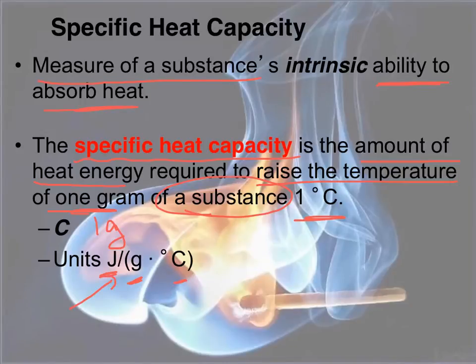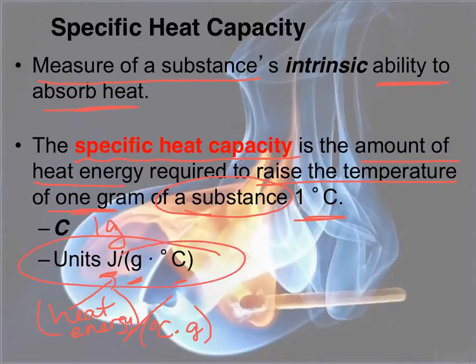Reread this definition. Specific heat capacity is the amount of heat energy. So joules is a measure of energy. So it's the amount of heat energy required to raise the temperature, per degree Celsius, and also per 1 gram of material. So that's where the units come from. That, my friend, will likely be a multiple choice question, the units of specific heat capacity.